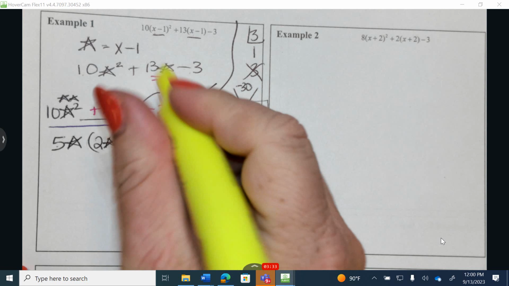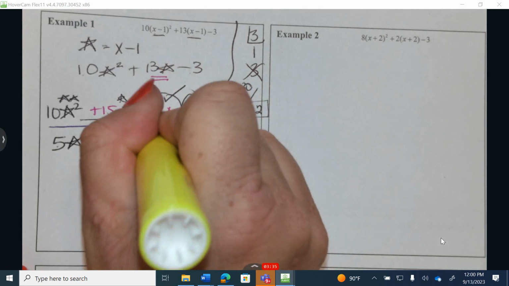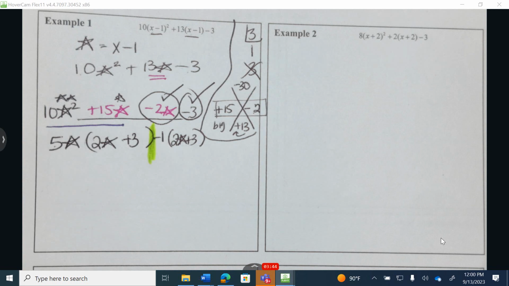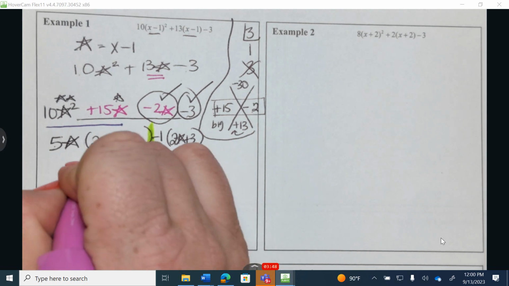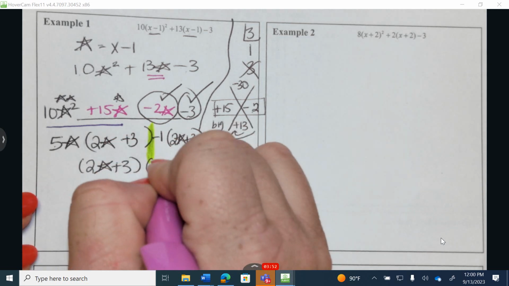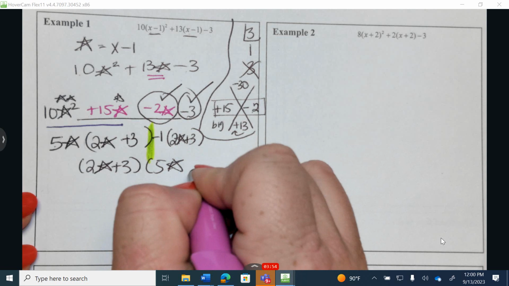We are almost done. We are 3 steps away. We've done all of the hard work. The rest of the work literally is going to be like 8th grade and 9th grade algebra. Okay, you ready? The front and the back both have what parenthesis? Tell me, what do they both have? Okay, let's write it down. 2 star plus 3. In front of the front is 5 star, and in front of the back is minus 1.